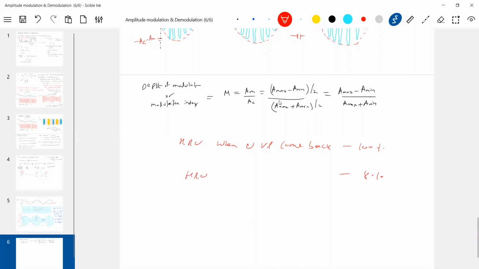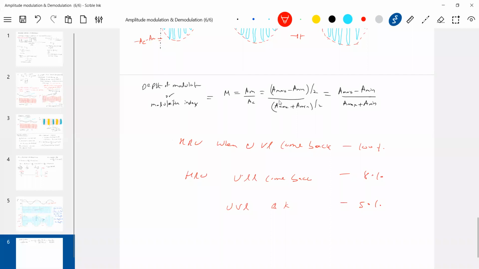When will the signal come back? If the modulation is 50%, then A will be there, but B and C will be missing. This is 50%. Like this, what happened? The information will be lost here.